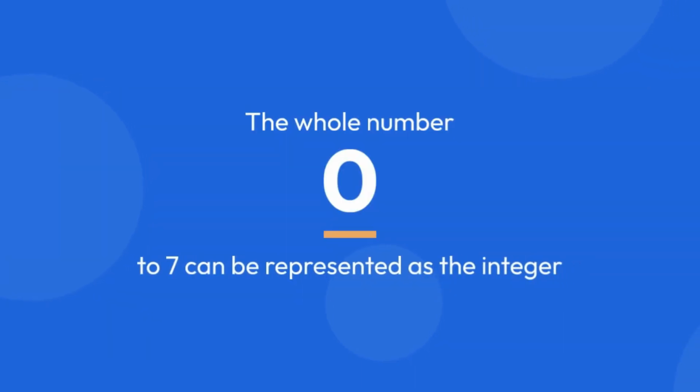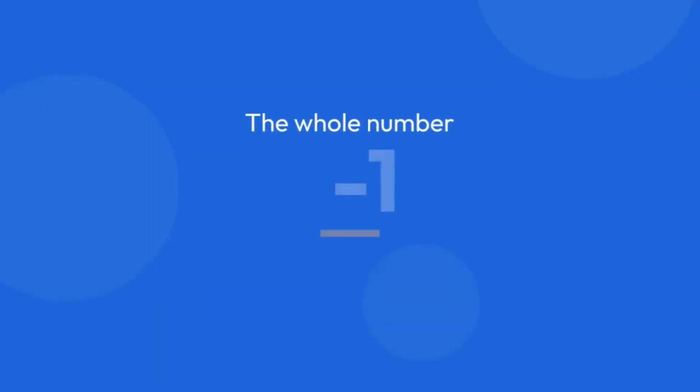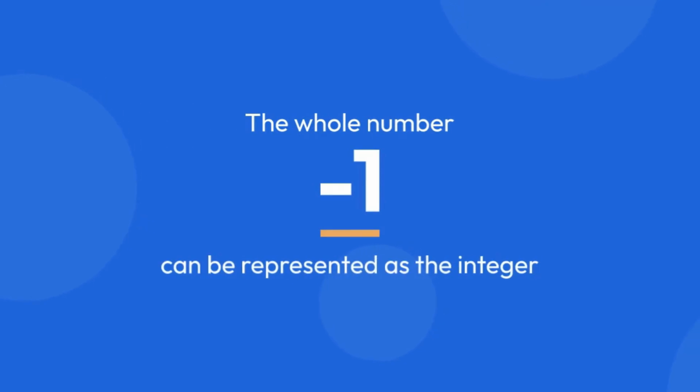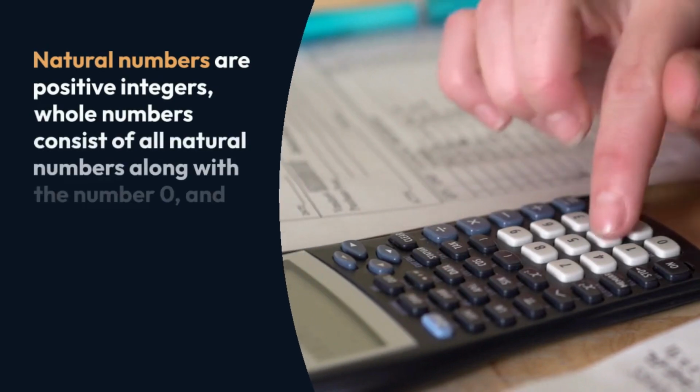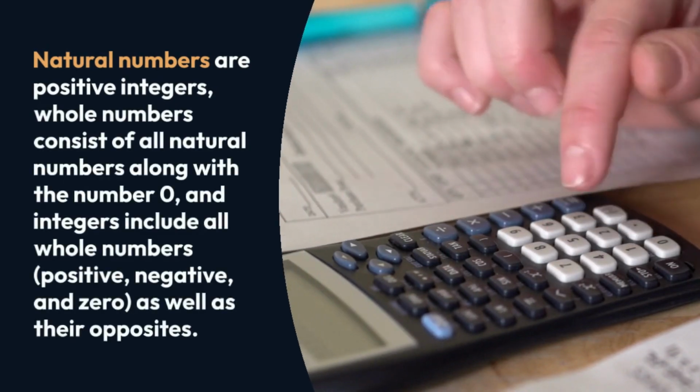For example, if we have the whole number 7, we can represent it as the integer +7. Similarly, if we have the whole number -1, we can represent it as the integer -1. In this way, by attaching the appropriate sign, we convert a whole number into an integer.